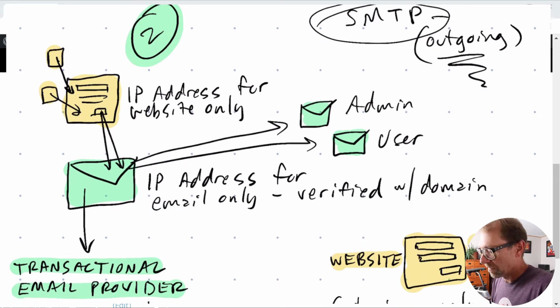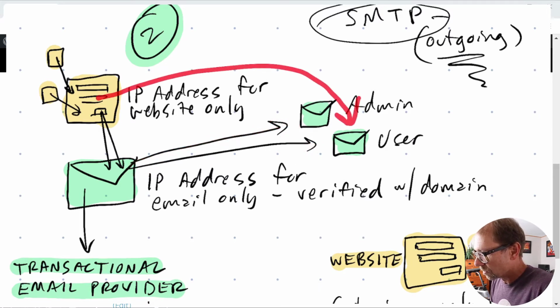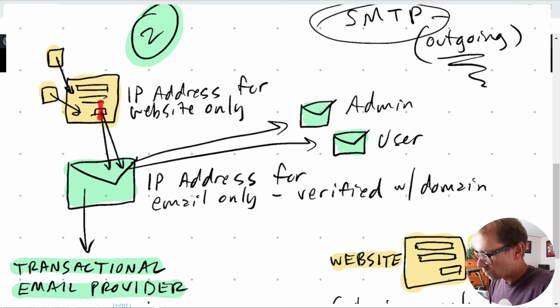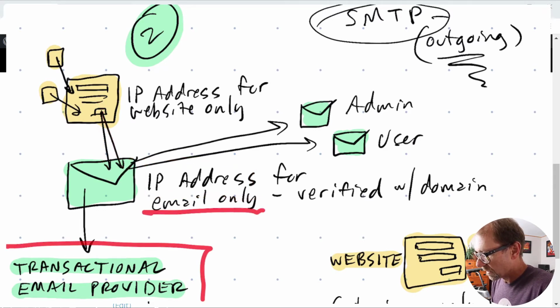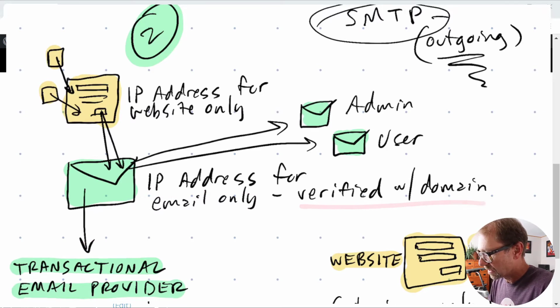But you can totally prevent that if you use a transactional email service. It's just for sending out email, same type of thing, but instead of sending direct from the website to the receivers, it first routes the email through an SMTP provider or a transactional email provider, which uses a separate IP address. It's for email only, and it uses a verified domain.